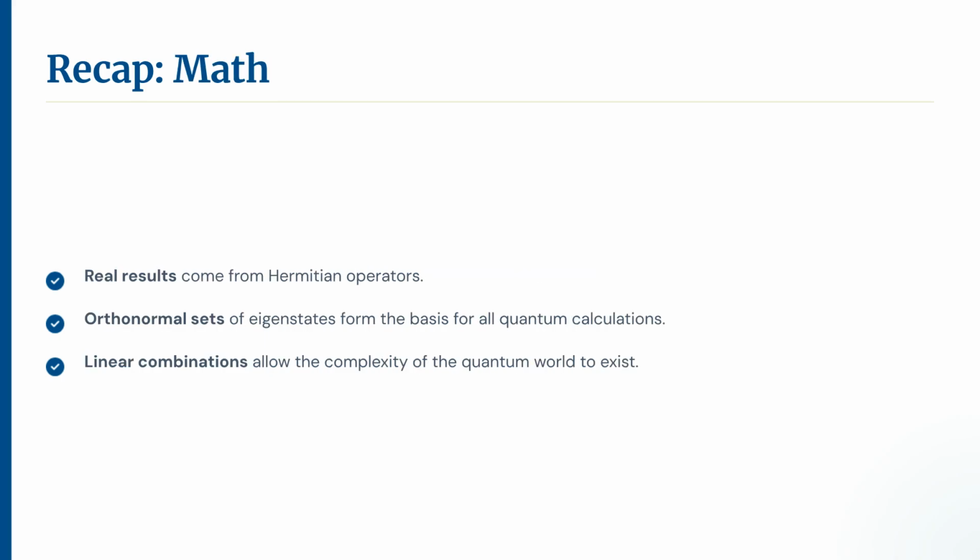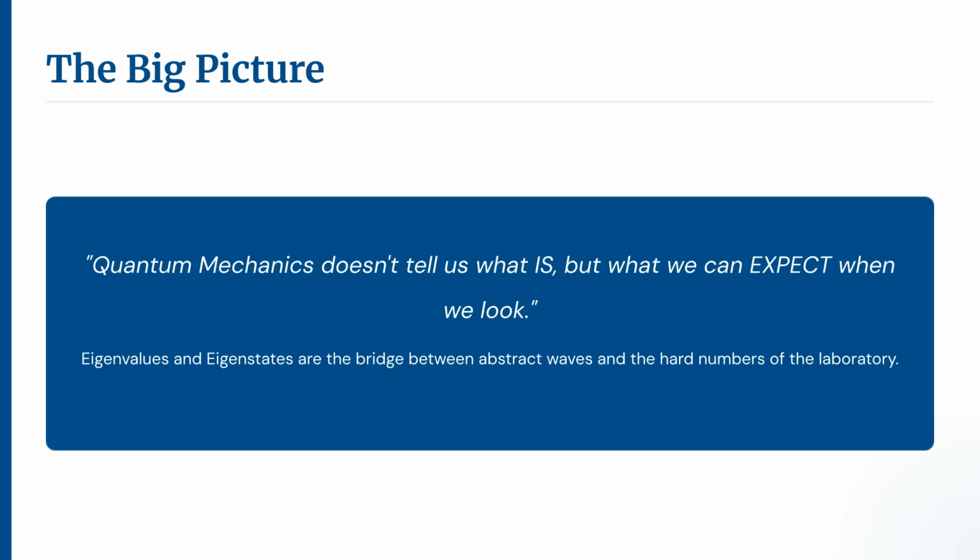Regarding the math, real measurement results come from Hermitian operators. Orthonormal sets of eigenstates form the basis for all quantum calculations. Linear combinations allow the full complexity of the quantum world to be expressed. The big picture is that eigenvalues and eigenstates are the bridge between abstract waves and the hard numbers measured in the laboratory. Quantum mechanics tells us what we can expect when we look.